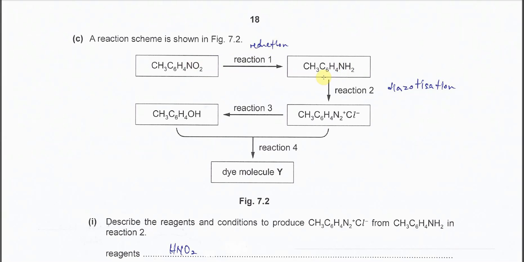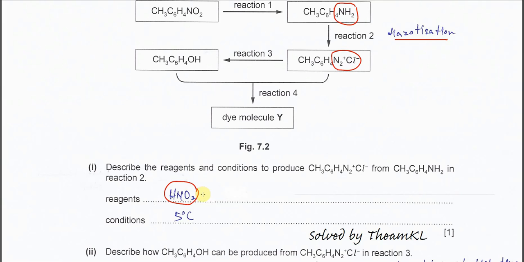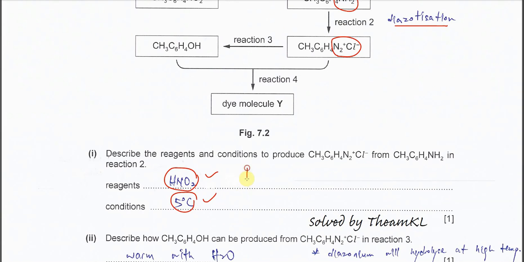After that, this phenylamine will react with some reagent to form this benzene diazonium chloride. So from phenylamine we now form benzene diazonium chloride. So reaction 2 is a diazotization, and the reagent that you need to use is nitrous acid, HNO2. The condition is below 10 degrees C, you just put 5 degrees C. So when we use this, the phenylamine will form benzene diazonium chloride. Or you can put sodium nitrite plus HCl, you form this acid.